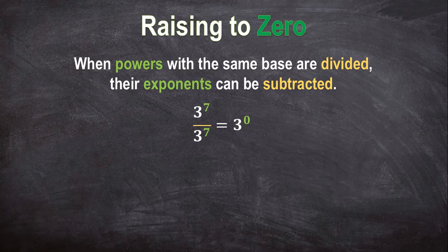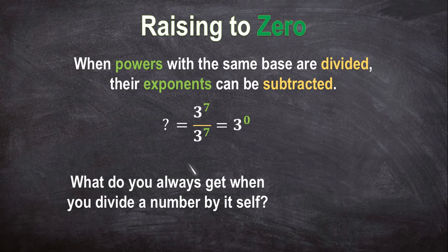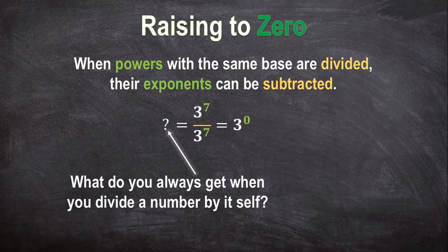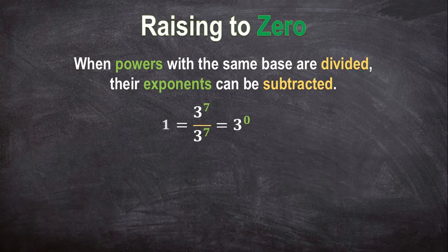And you might have noticed that we are dividing 3 to the 7th by itself. Whenever you divide something by itself, you always get the same number. So what's 3 to the 7th divided by 3 to the 7th? 3 to the 7th divided by itself equals 1, because anything divided by itself always equals 1. Okay, now let's move that over here. So 3 to the 0th power equals 1.